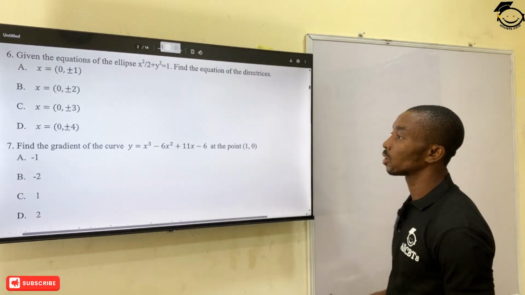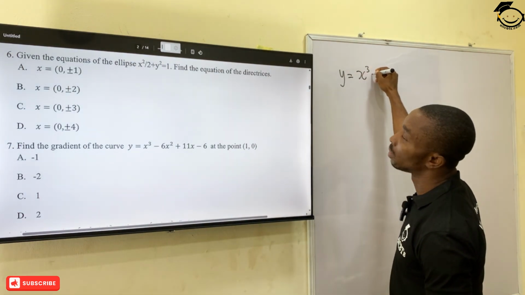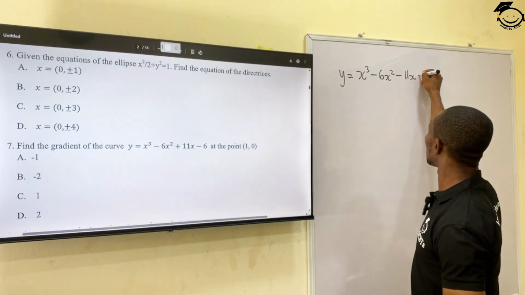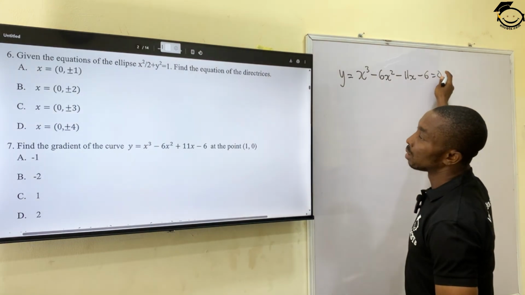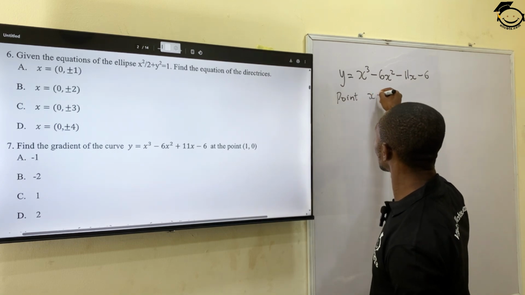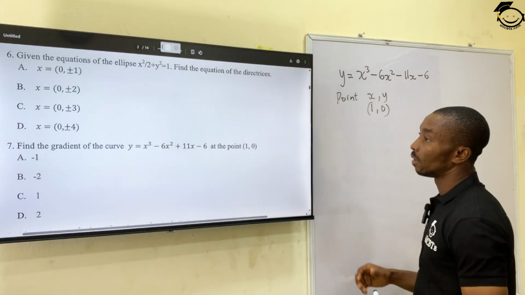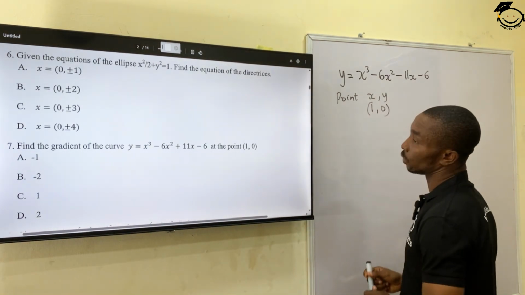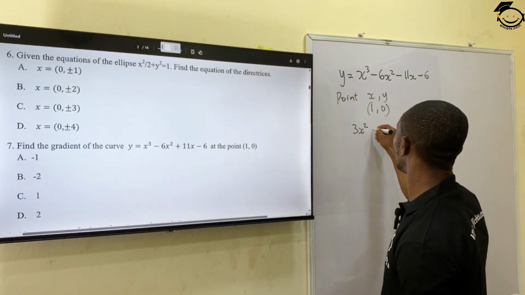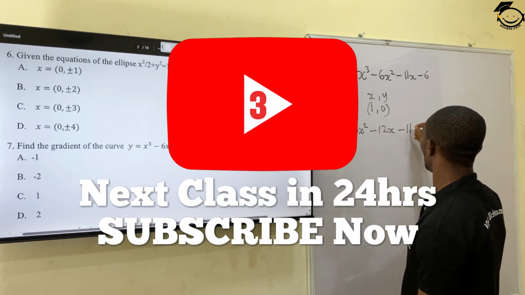Find the gradient of the curve y equals x cubed minus 6x squared minus 11x minus 6 at our point for x and y, which is 1 and 0. All right, now first off, we'll differentiate this. If we differentiate this, we are having 3x squared minus 12x minus 11.